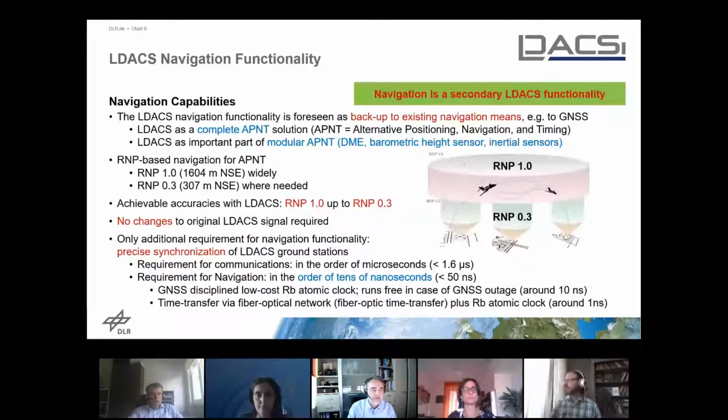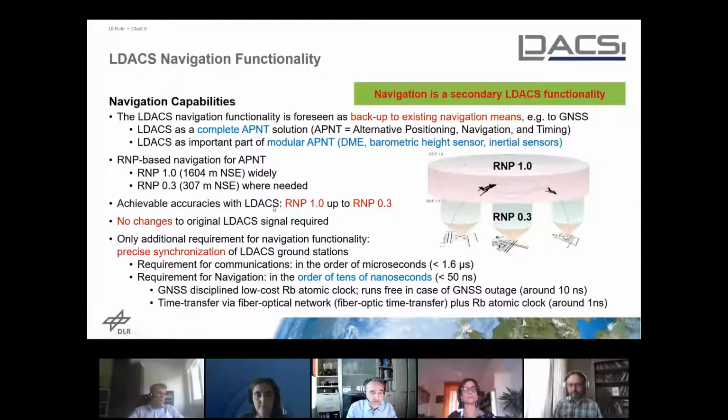Okay, now let's have a look at the already mentioned LDACS navigation functionality. Navigation, of course, is a secondary LDACS functionality and is foreseen as a backup to existing navigation means. So LDACS is foreseen to cover APNT, alternative positioning, navigation, and timing. And this can be done by LDACS completely, or it can be done in a so-called modular APNT approach, where LDACS is one of the important sensors for APNT, but we also use other sensors like DME, barometric height sensor, or inertial sensors. We see as a requirement for APNT that we need to achieve RNP 1 widely, and where needed even RNP 0.3. And these requirements are just what LDACS can also deliver.